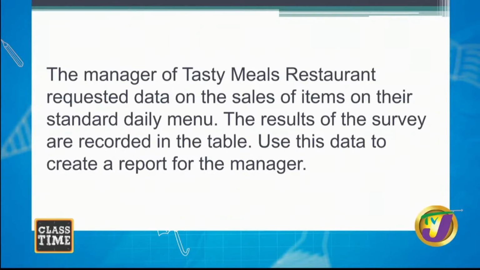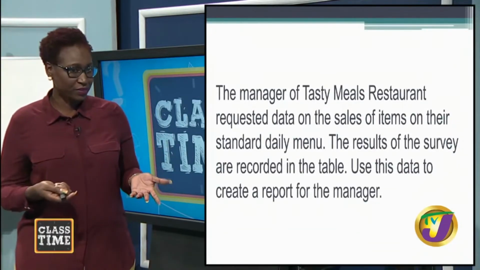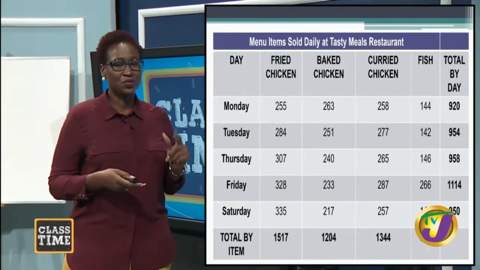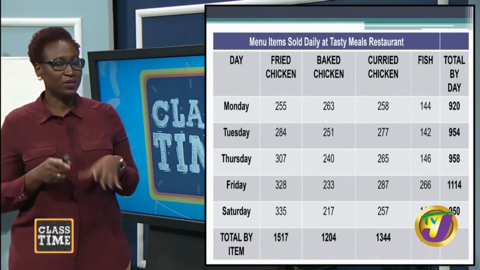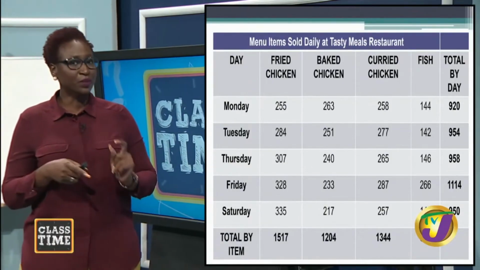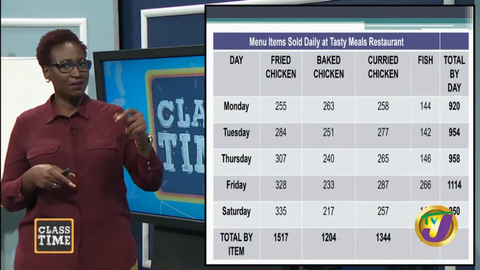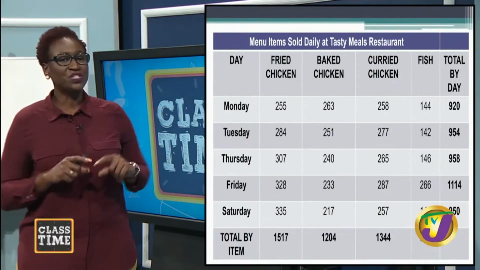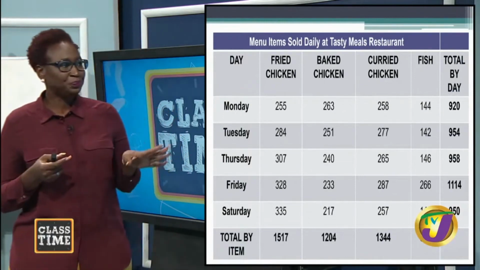Perhaps he wants to know what's their best-selling item or their worst-selling item. We don't know yet. So here's our table. Now, for this, remember, you're looking at each item, how it performs over the week, but you're also looking at each day. So which days are the good days? Which days are the not so good days? So let's look at the table now.